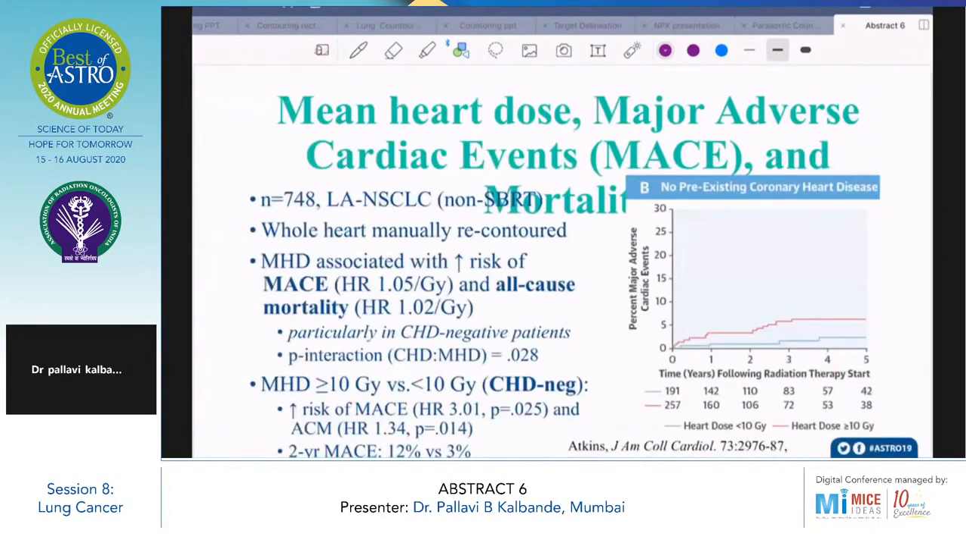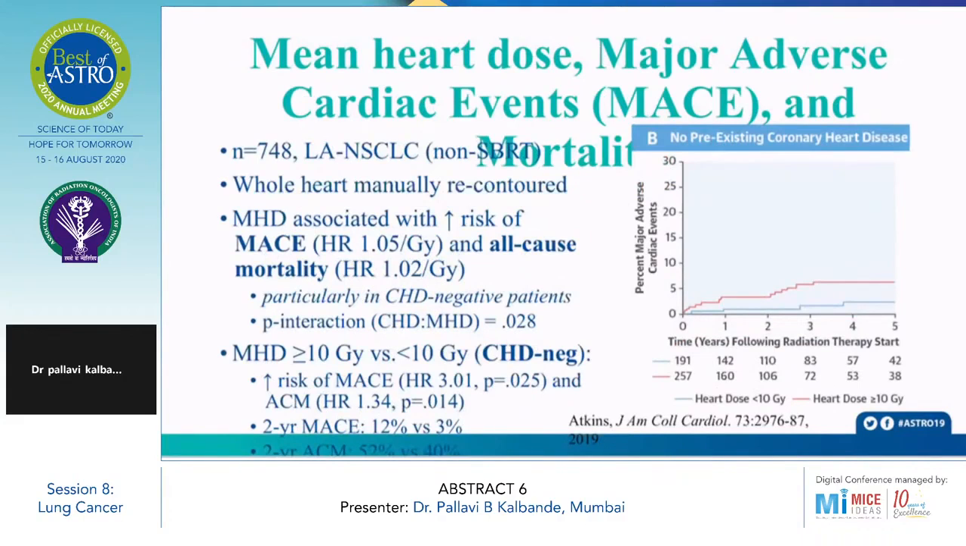They recruited 748 patients with locally advanced non-small cell lung cancer, and all the hearts were manually contoured. Mean heart dose was associated with increased risk of MACE, that is major adverse cardiac events, with a hazard ratio of 1.05 per gray, and all-cause mortality with a hazard ratio of 1.02 per gray. That was particularly in CHD negative patients, where they compared mean heart dose of more than 10 gray versus less than 10 gray, and found increased risk of MACE in CHD negative patients.